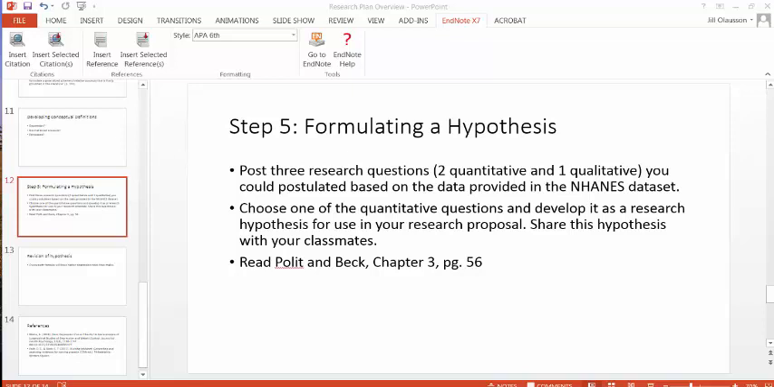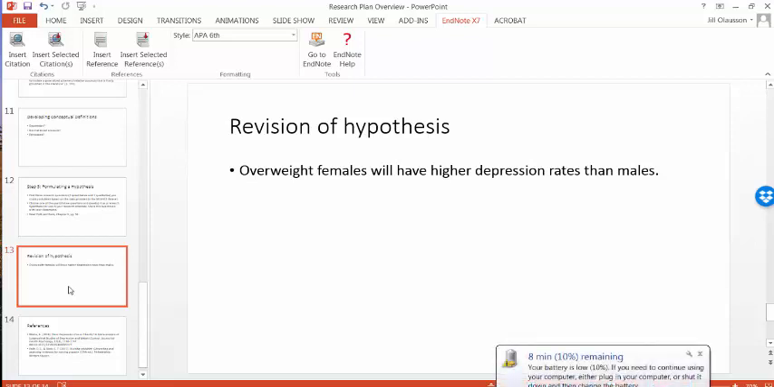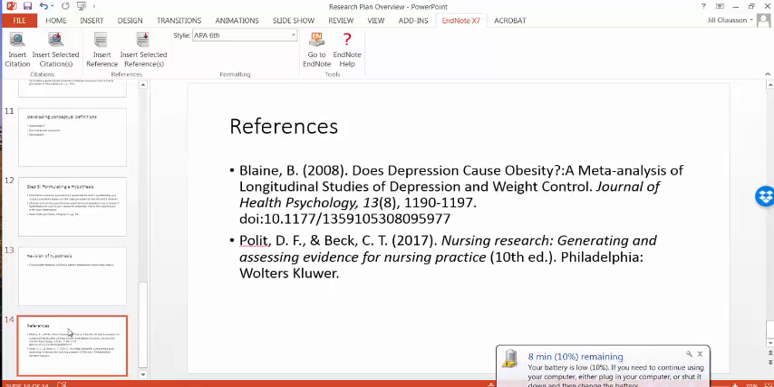So one of the quantitative research questions I wanted you to formulate into a hypothesis. So please go into Polit and Beck in chapter 3, page 56, and right there it says how you formulate a research question and what a hypothesis looks like. So with all that in mind, I revised my original research question and have this hypothesis: overweight females will have a higher depression rate than males. So I can't ask about adolescents because we only have older adults in this study. So I included some references.